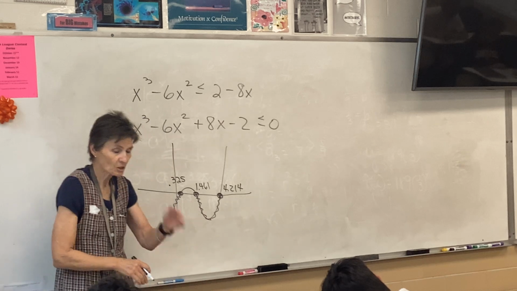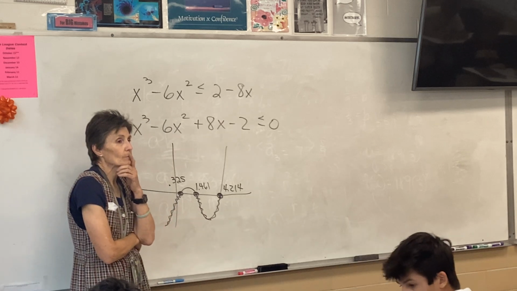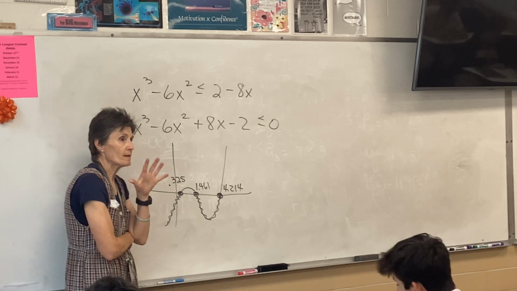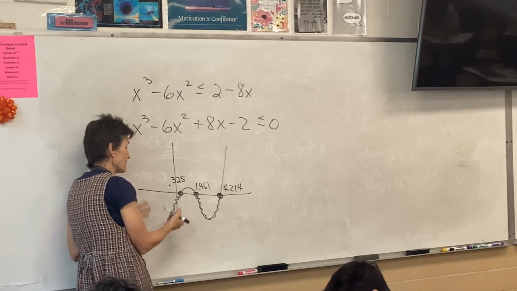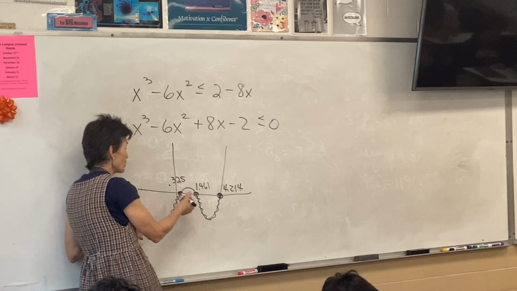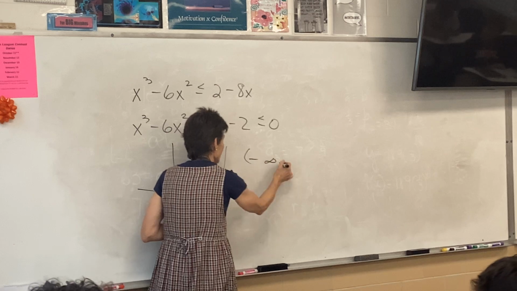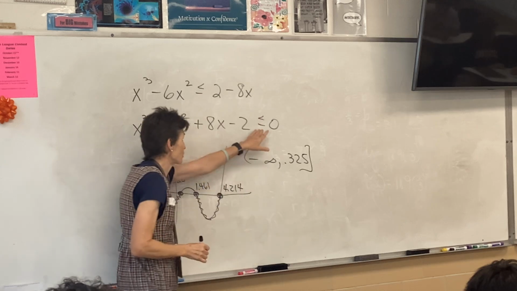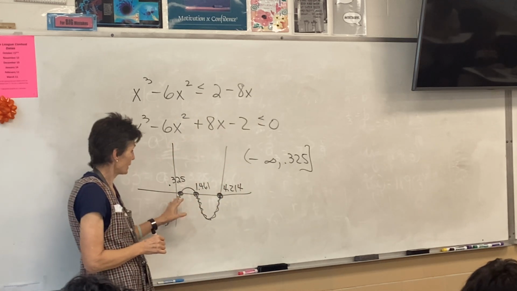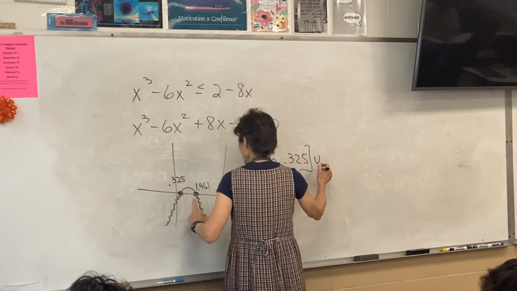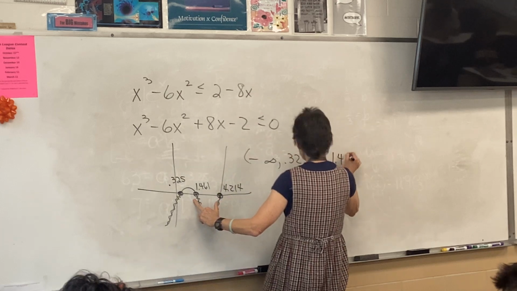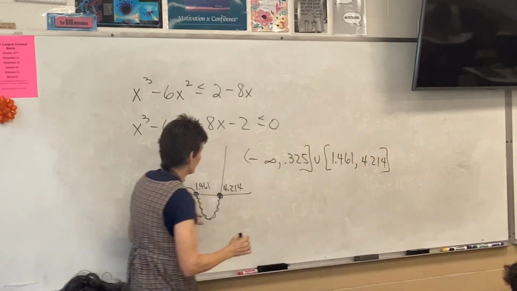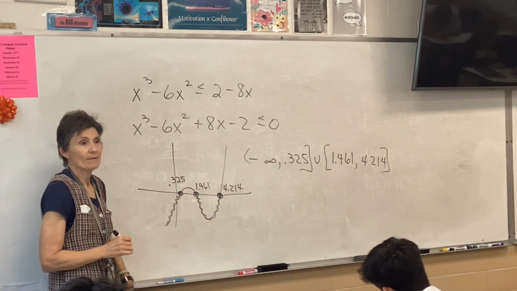Okay, we'll let everybody catch up here. How do those numbers look to everyone? Good. Okay, so now we have to write our answer. Well, our answer is everything we shaded. So we shaded from negative infinity to 0.325, bracket, because those dots are included. And then we shaded again from 1.461 to 4.214. And that would be my answer.